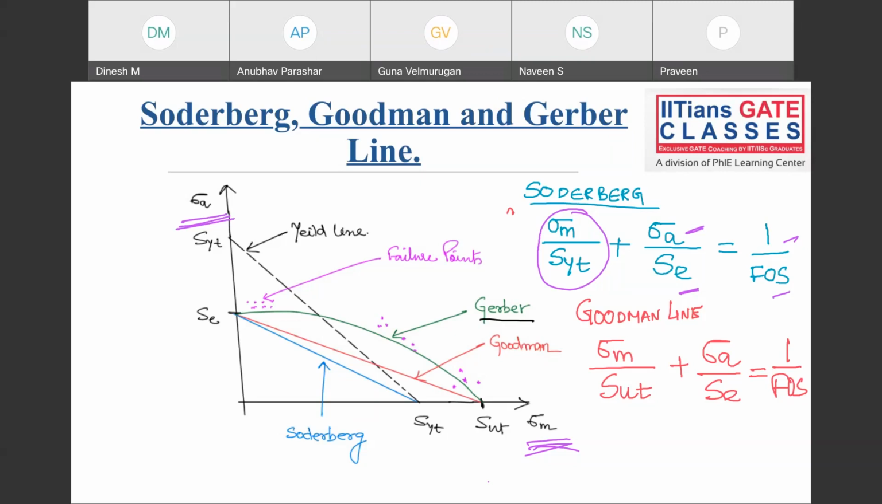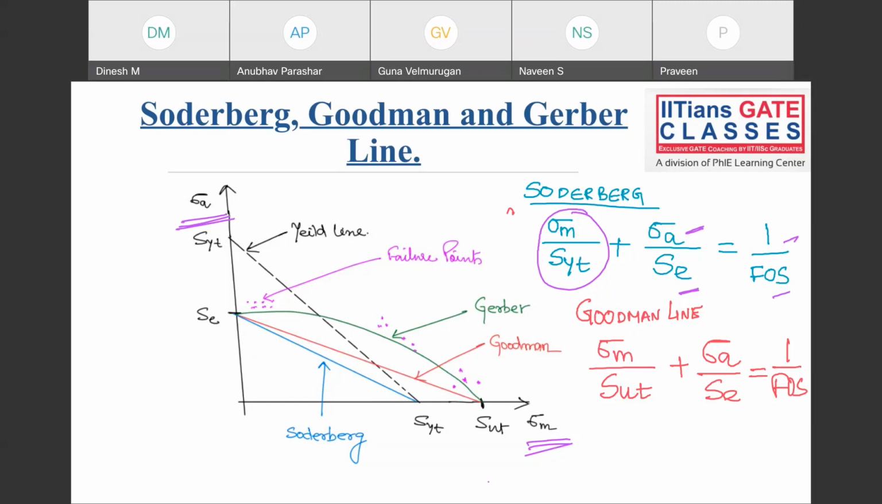So if I'm saying conservative, then it means that it is playing safe. So if you see this Soderberg equation, what is Soderberg saying? If you're going here, it will fail. So it is keeping a very narrow space for safe.